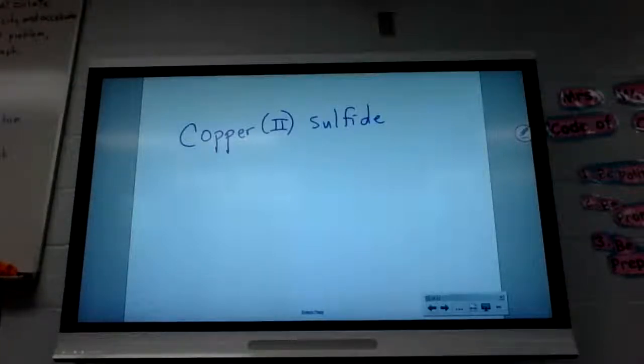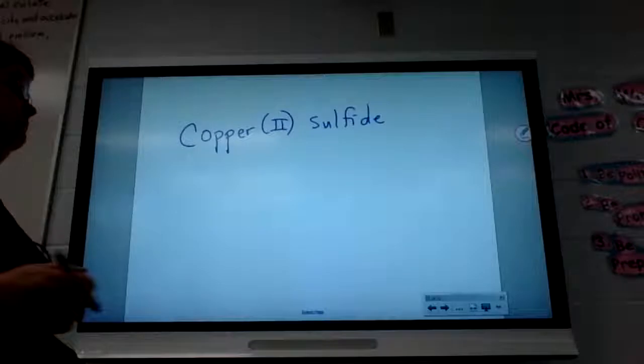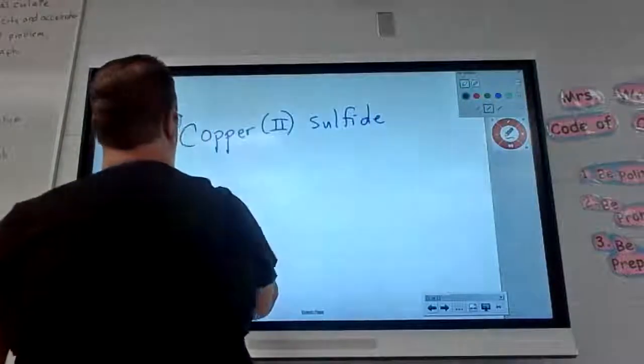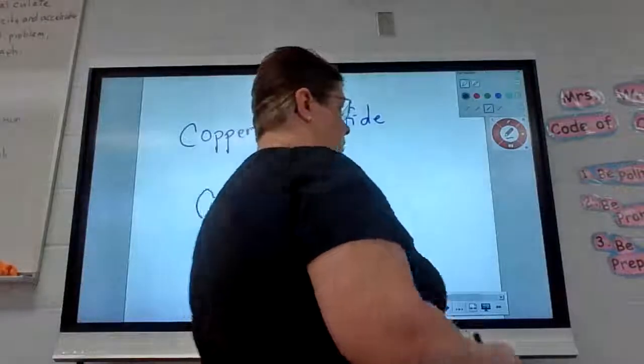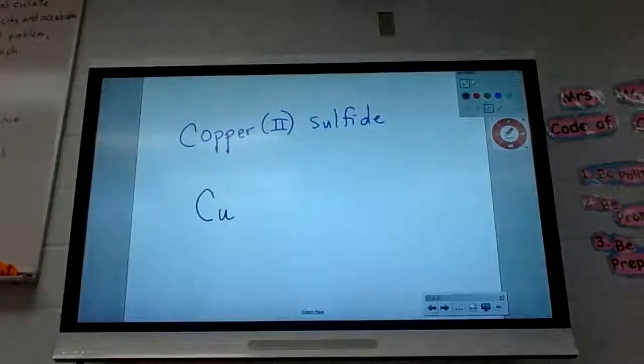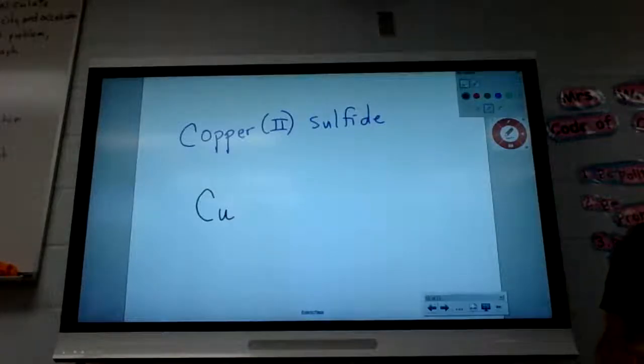We're getting ready to learn how to write their names in just a second. So you have copper 2 sulfide. Copper has what symbol? C. Cu. Yeah. If you don't know them, look them up. Don't get them wrong, because as soon as you write the wrong symbol on the quiz, it's -10.